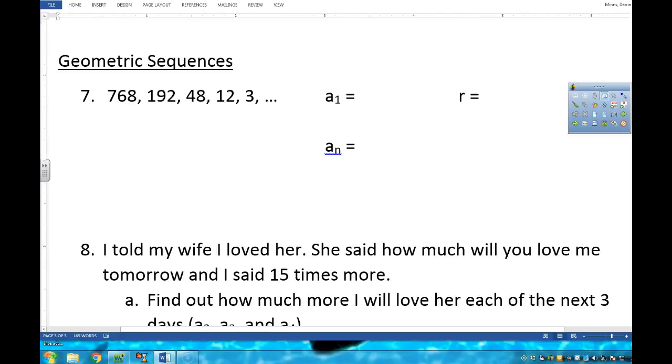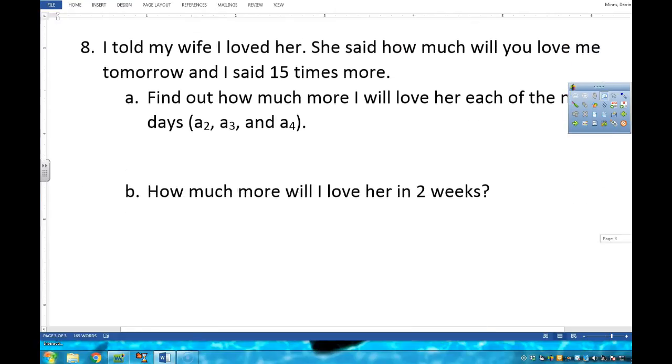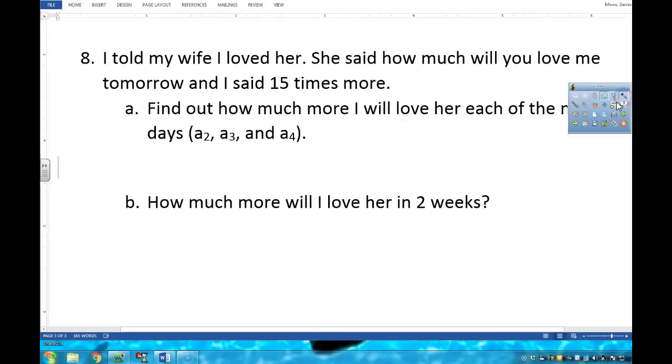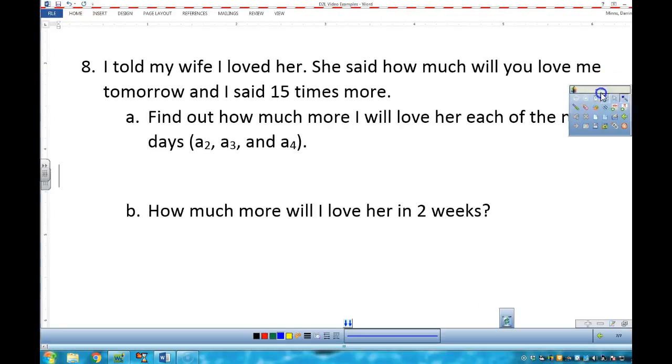Scroll down here. So last night, I told my wife I loved her. She asked me, how much more will you love me tomorrow? And I said 15 times more. Question A says, find out how much more I will love her each of the next 3 days.